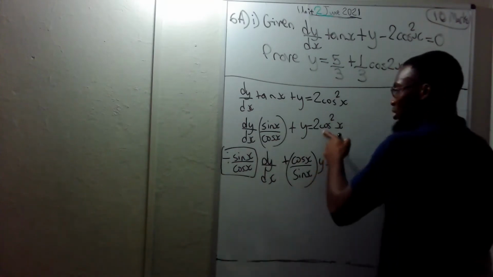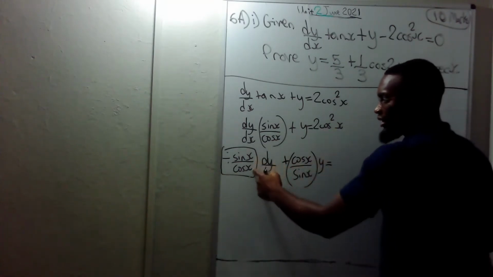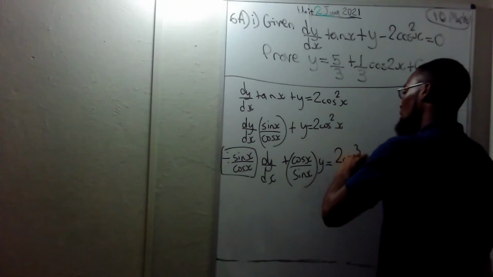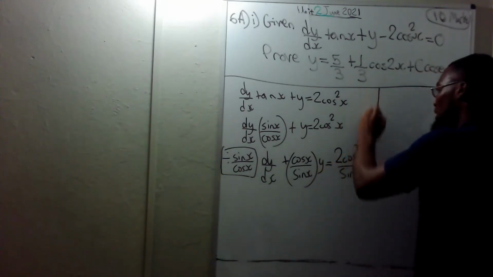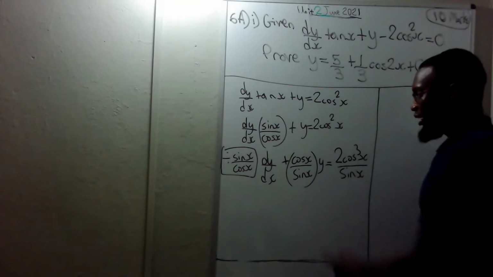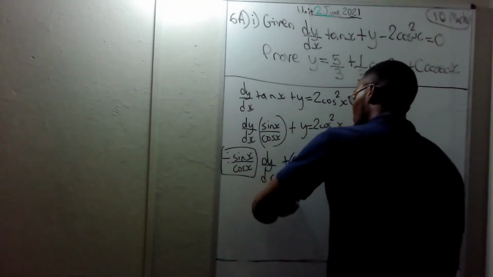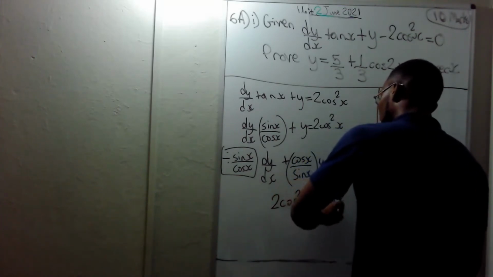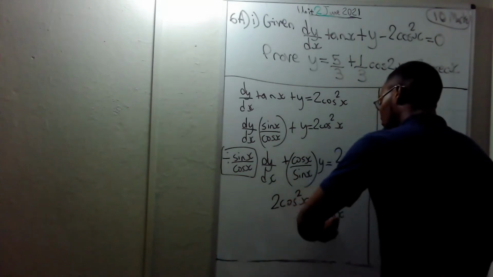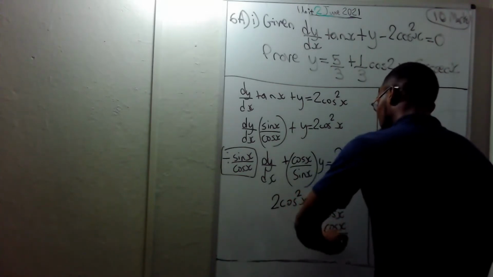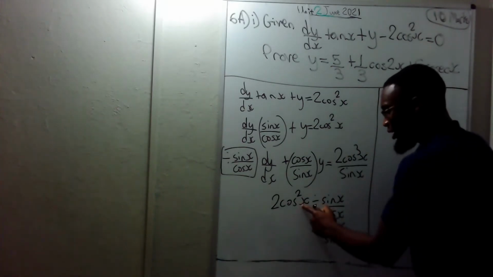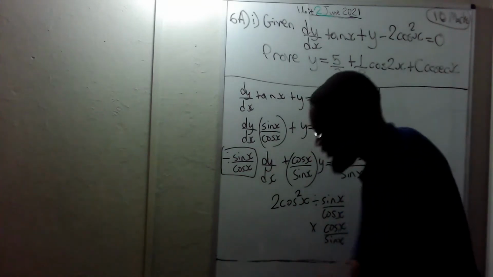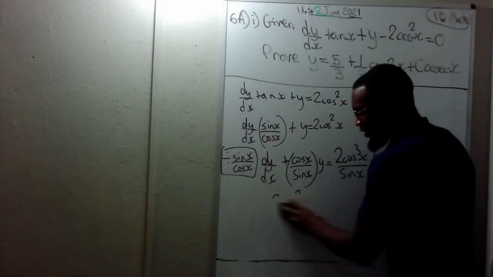This is going to become 2 cos cube x over sine x. That's what we're going to get. If that is not clear, let me do the division. 2 cos square x divided by sine x over cos x. When you divide, you change it to multiplication and flip it. That's cos x over sine x. Cos x times cos square gives you cos cube over the sine x. So that's how we end up with this here.